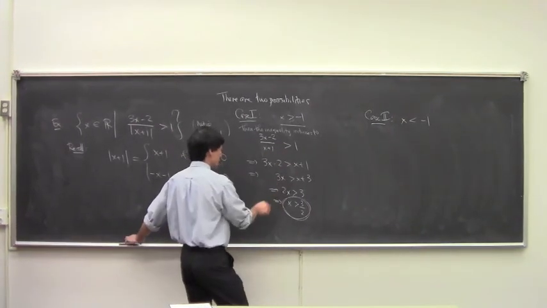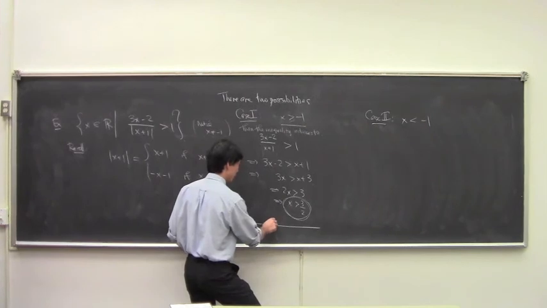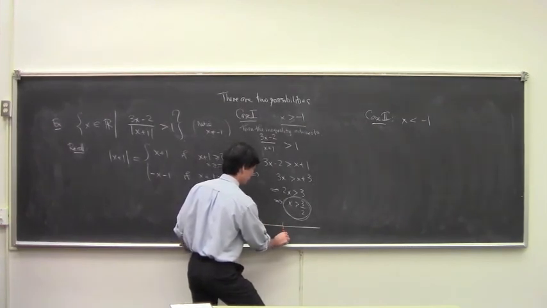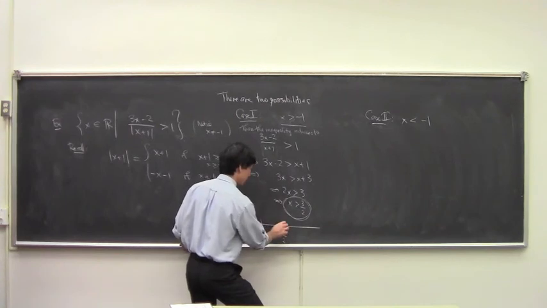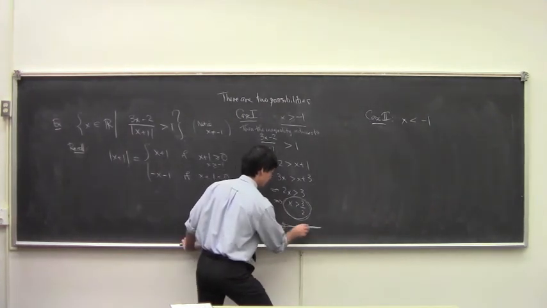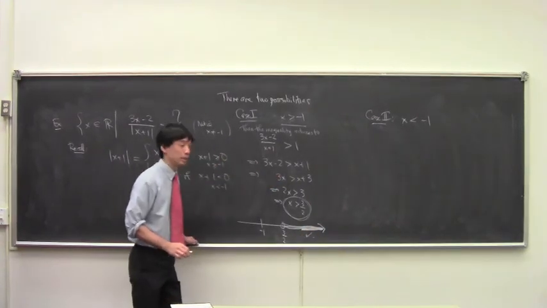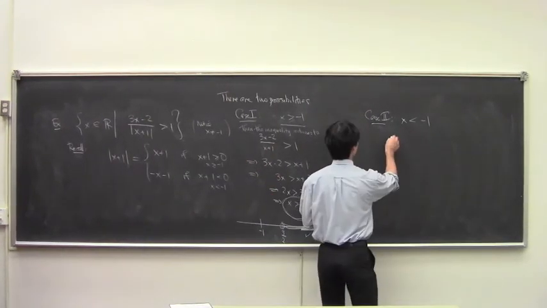So we have some solutions already. We've divided the world into 2 parts, and in this part of the world, on the right side of -1, everybody above 3/2 is good. These guys are solutions, and now let's do the other half.